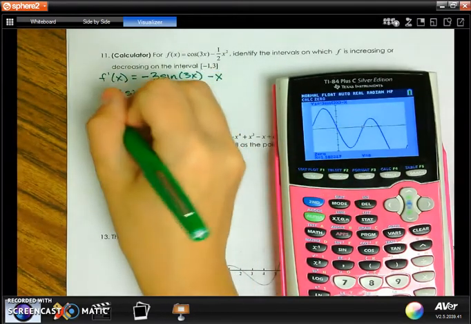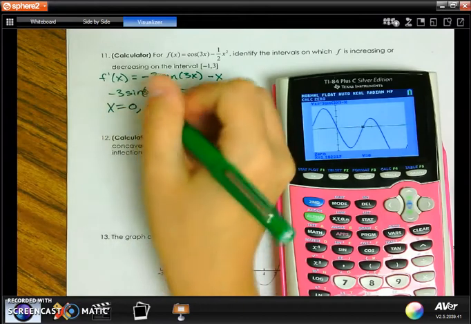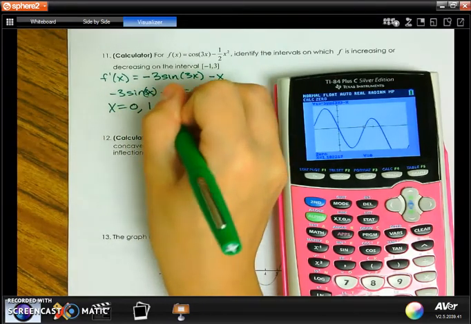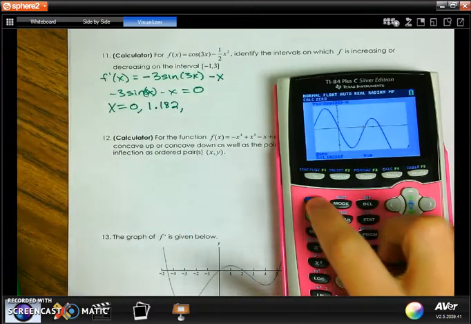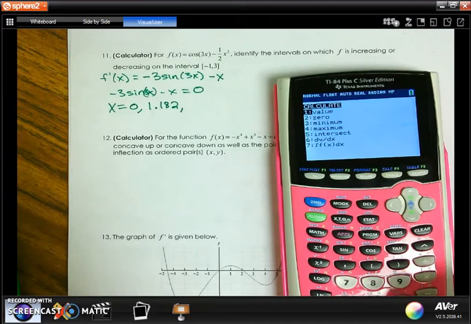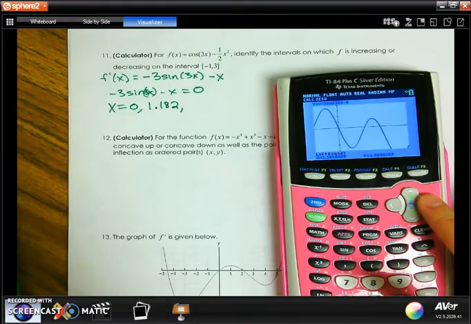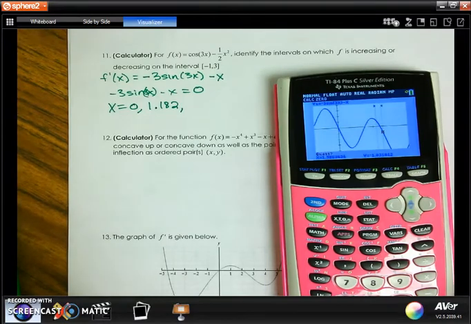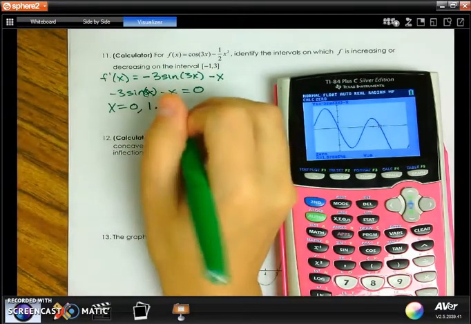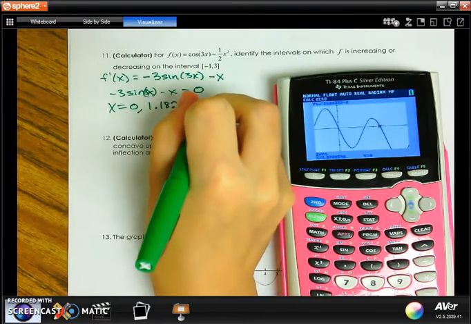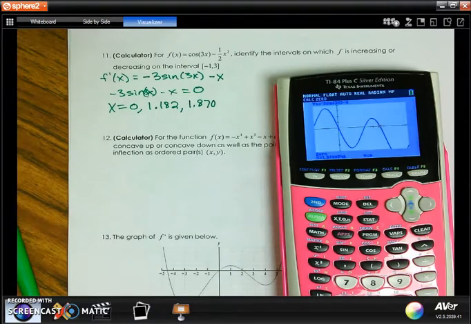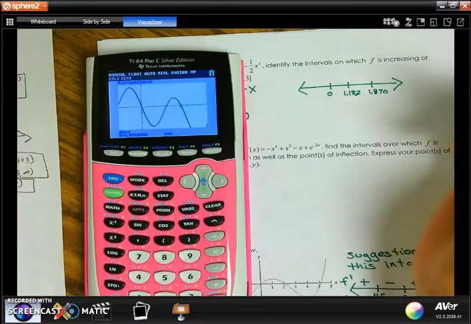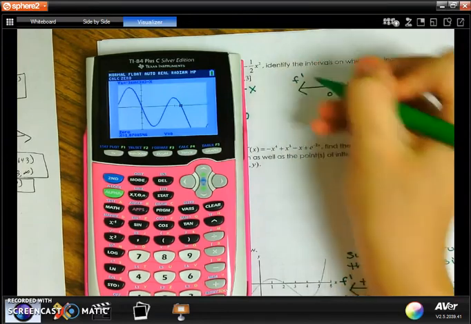So again, this yields that x equals 0 and 1.182. And then to get the last one, I'm going to go to the left of it, hit enter, go to the right of it, hit enter twice, and that last one was 1.870. So those are going to be my 3 critical values that I am then going to put on a sign chart.